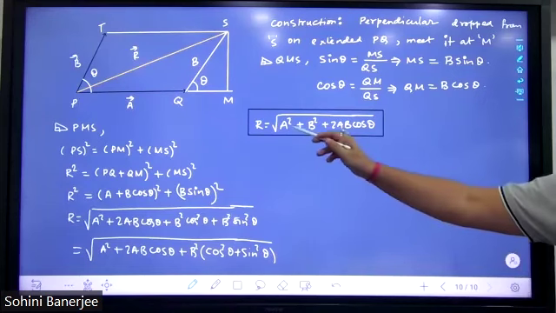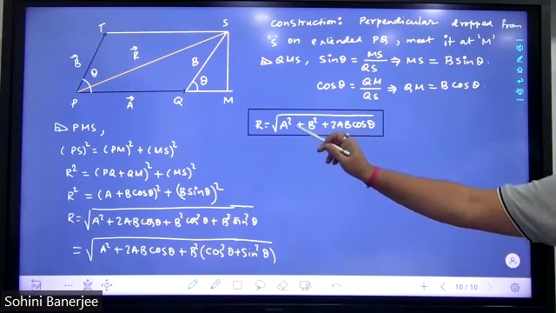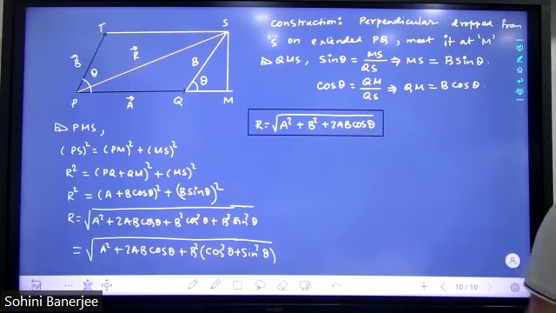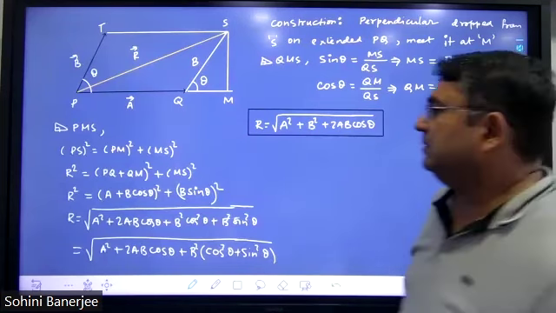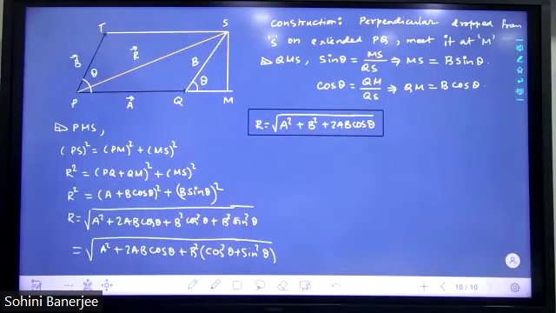Say 5 Newton force, 2 Newton force, and the angle is 60 degrees. So root over 5 square plus 2 square plus 2 into 5 into 2 cos 60. That is the magnitude of the resultant force. So we get the magnitude of the resultant vector by this.